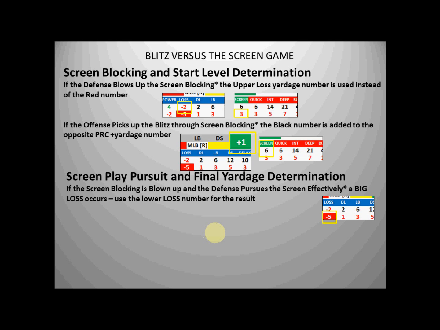So they blitzed, they blew up the screen blocking, maybe the pass is complete, but the defender can't get away, can't break through all that chaos around the screen.